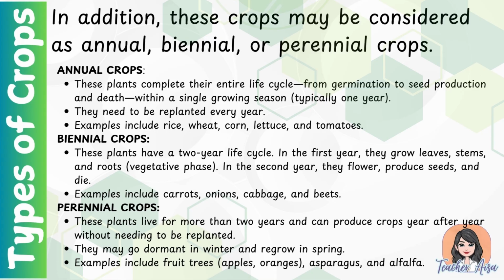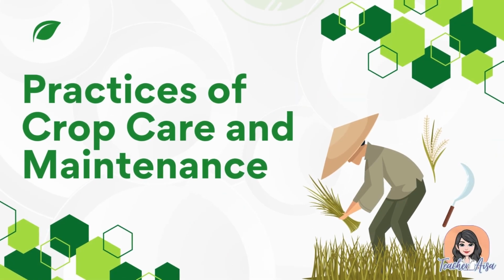Perennial crops. These plants live for more than 2 years and can produce crops year after year without needing to be replanted. They may go dormant in winter and regrow in spring. Examples include fruit trees, apples, oranges, asparagus, and alfalfa.